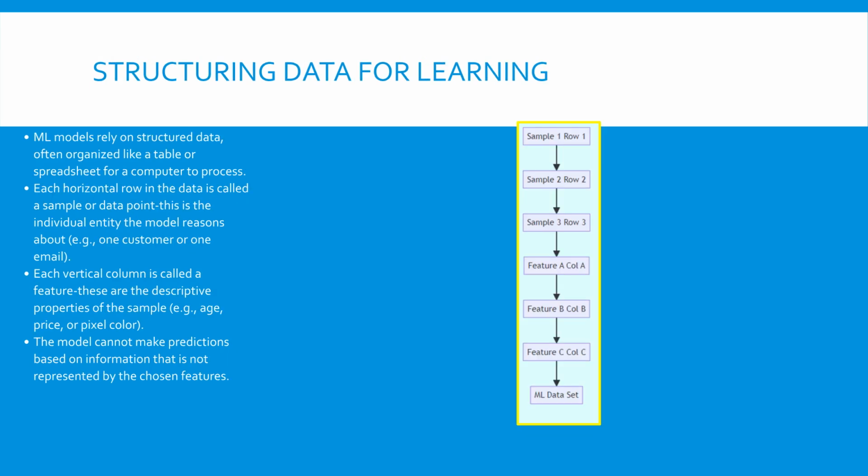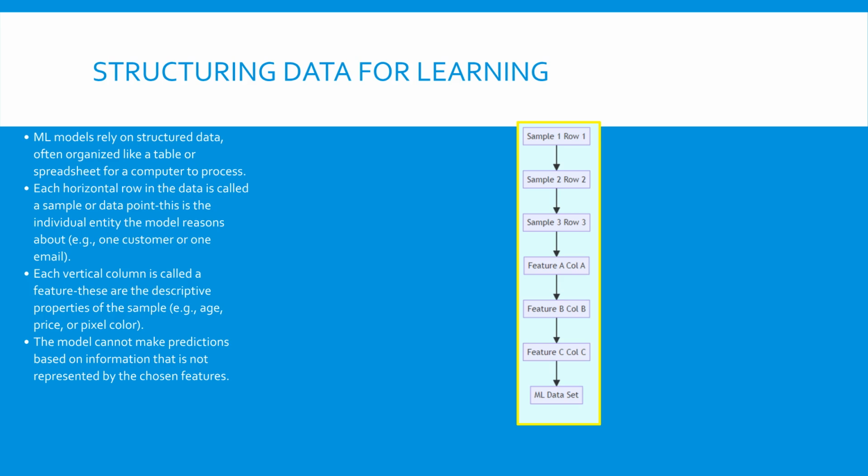Following the understanding that ML learns from data, we must now prepare that data properly. ML works best when the data is presented as structured data, which is organized and labeled in rows and columns, similar to a digital spreadsheet. In this format, each horizontal row is known as a sample or a data point. This is the fundamental entity about which the prediction will be made. For example, when analyzing housing prices, one house is one sample.